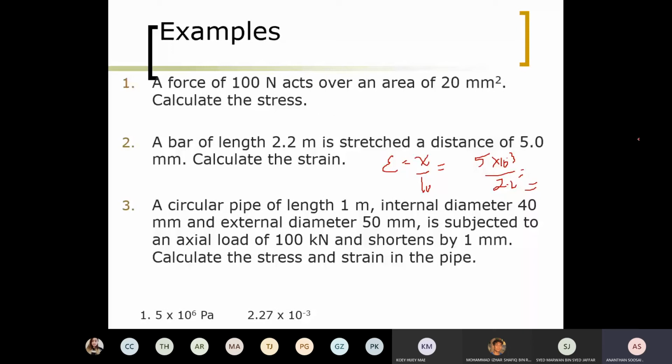Okay, 1 minute for you. Please calculate the stress and strain for this material. Stress is force per unit area. Strain is extension over the original length.